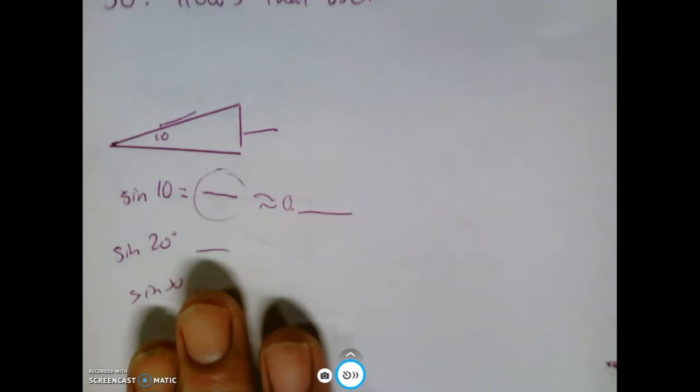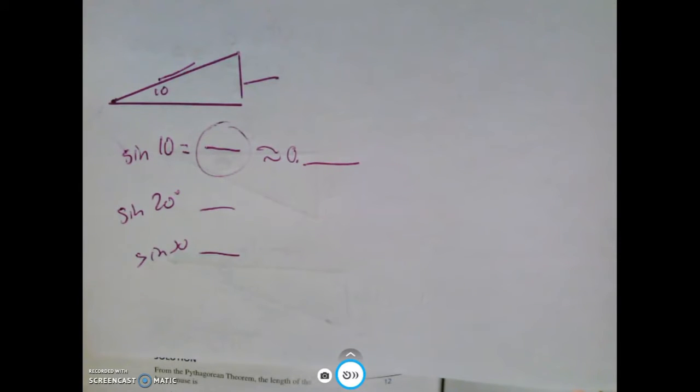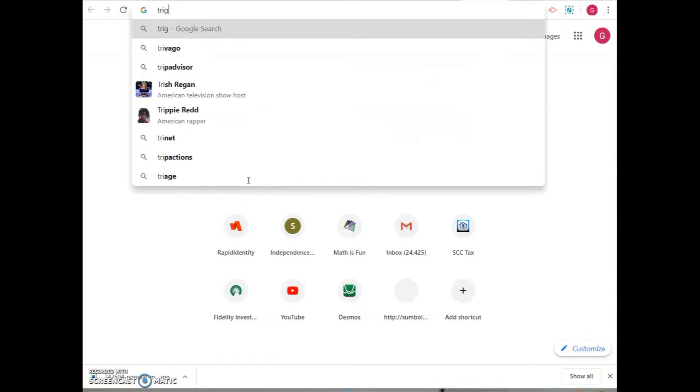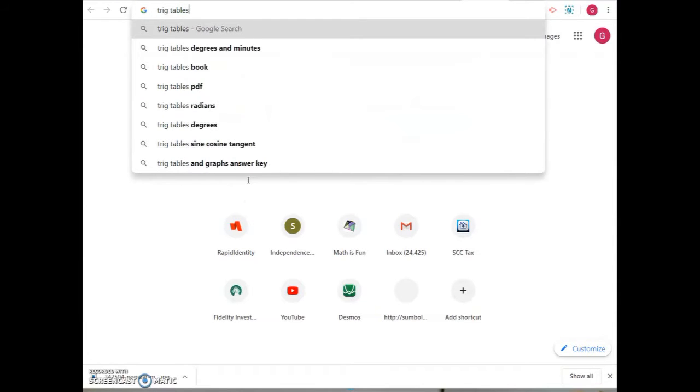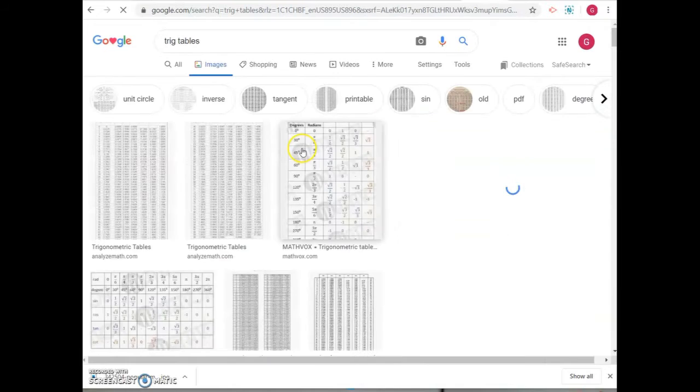Some engineer or some mathematician was paid at some point to make a very accurate table, and then they shared it with the world. And it used to be printed in all the textbooks, but now we don't bother, because it's all been done before. And there it is, trig tables. So these used to appear in the back of the book.